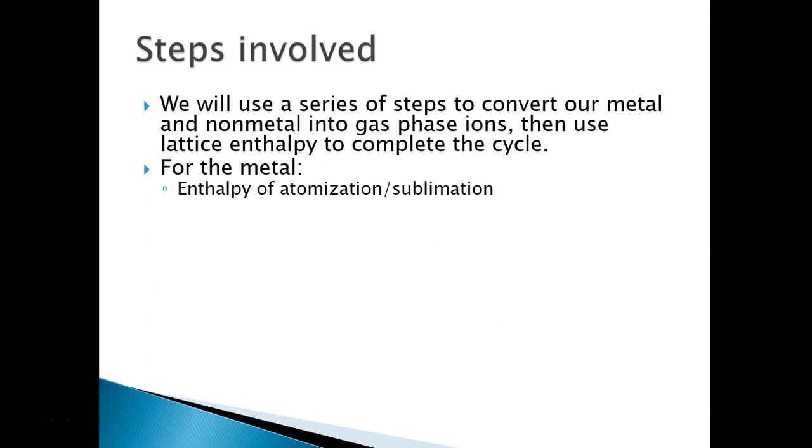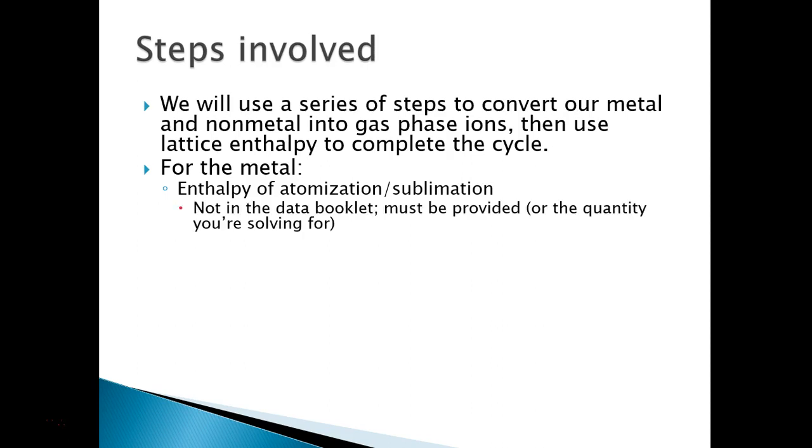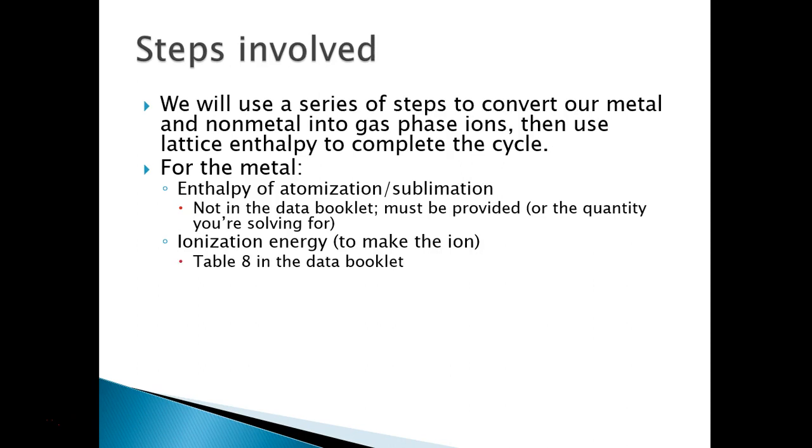All right, so let's think about the steps that would be involved in this. For the metal, first, we need to use the enthalpy of atomization or sublimation. So this is taking our solid lithium and making it into a gas. This is not in the data booklet, so it either has to be provided in the problem or it could be the quantity that you're solving for in the problem. Next, once we have a gas phase metal atom, we're going to use the ionization energy to create an ion. Remember, ionization energy is the amount of energy required to remove an electron from an atom, so since metals lose electrons, this is what we need to use. This is in table 8 in the data booklet.